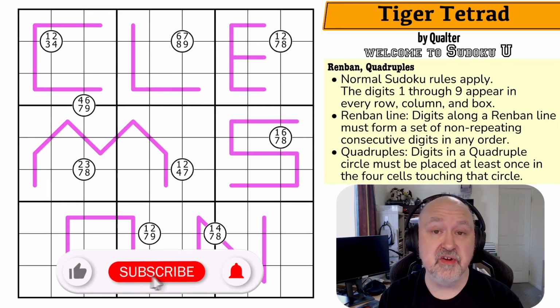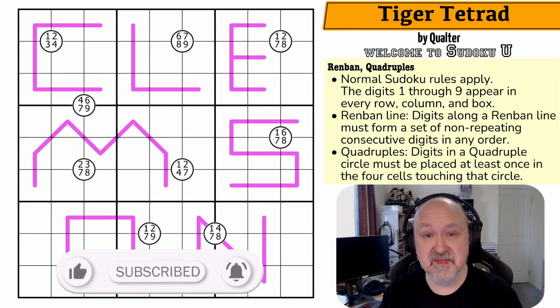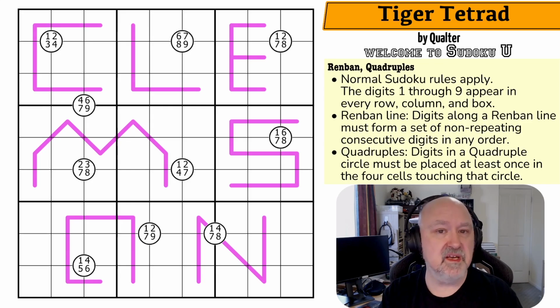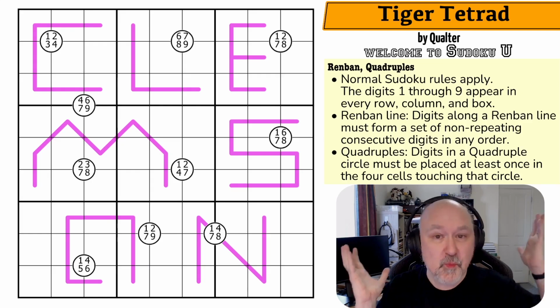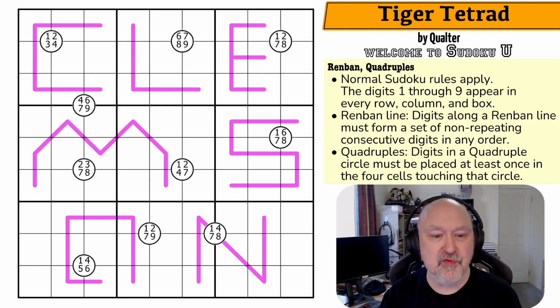And today we're returning to Sudoku U, which is a Sudoku University, because these are puzzles created by the students of FullDeck and Missing a Few Cards' Puzzles and Paradoxes class. And this is Tiger Tetrad by Qualter. Yeah, the grid speaks for itself, almost with words. So this is a puzzle that uses the Renban and the Quadruples constraints.